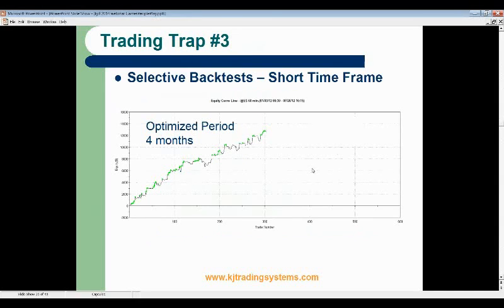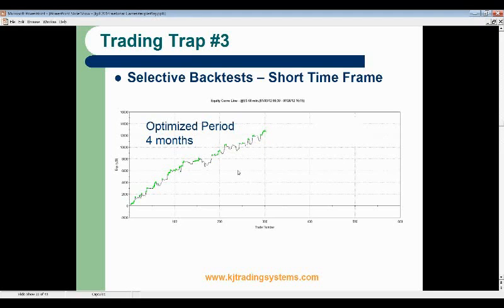Okay, so the next one, trading trap number 3. A lot of people will show you back tests over the last 6 months, 4 months, whatever, because they'll say, well, I'm using tick data. And they show you this nice curve. Now this optimized, yes, it doesn't look really curve fit because there's some drawdowns.